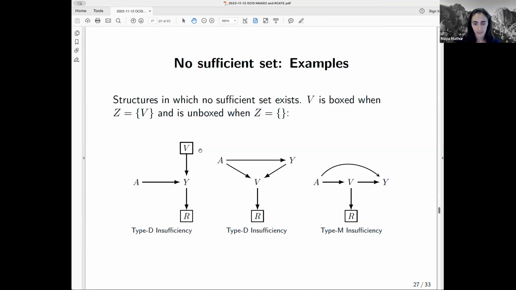So here we've got two examples where we have a directed path from Y to R. Here, R is just a child of Y. Here, R is a descendant of Y that is mediated by some other variable V. And then over here, we have a type M case, where we have some mediator V and selection R is affected by that mediator.